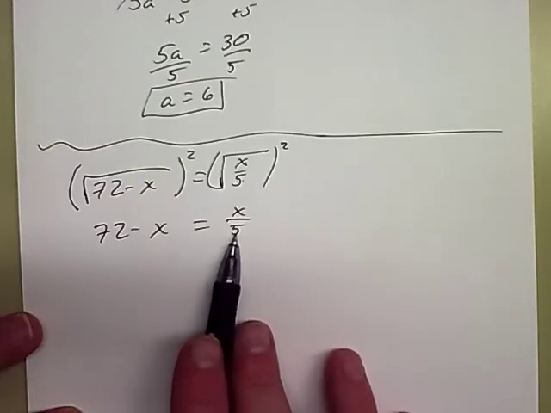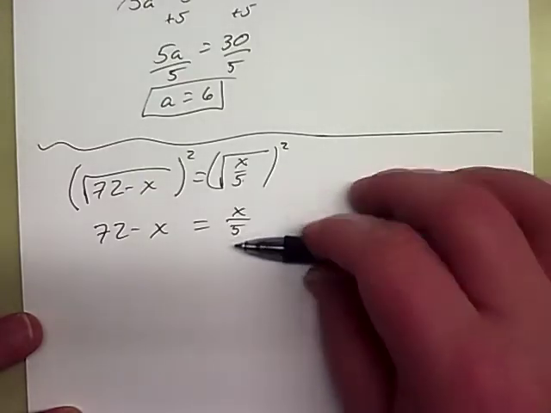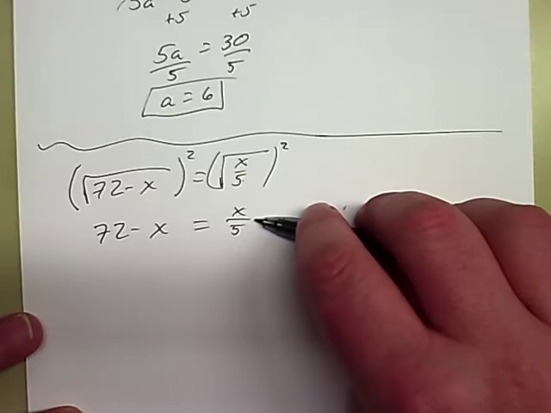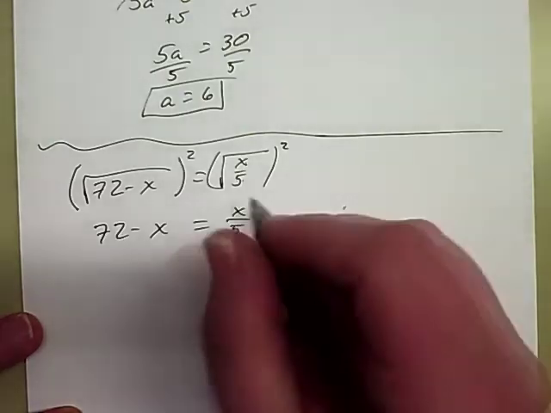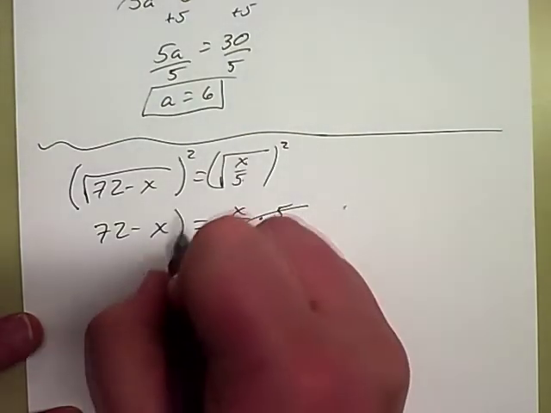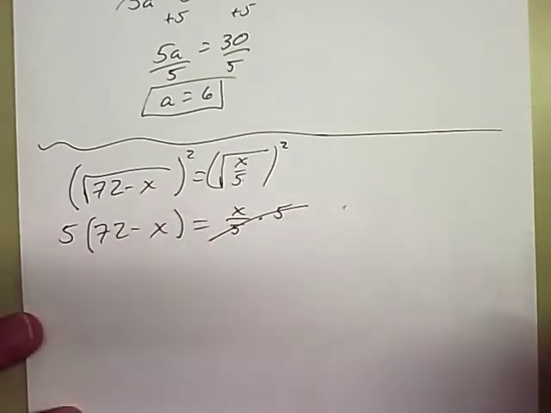So I'm going to handle the fraction first. If I want to get rid of that 5, I need to ask myself, what is this operation? Is it addition, subtraction, multiplication, or division? And fractions are division. So how do we get rid of division? The opposite of division is multiplication. So that's gone. What I do to one side, I have to do to the other.